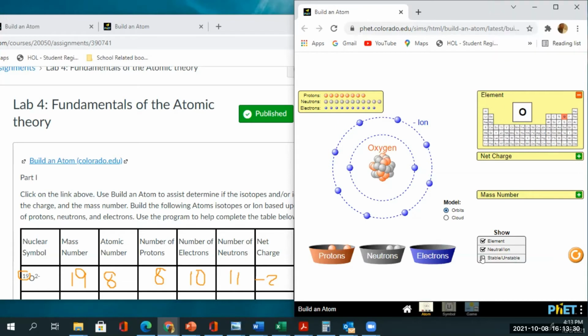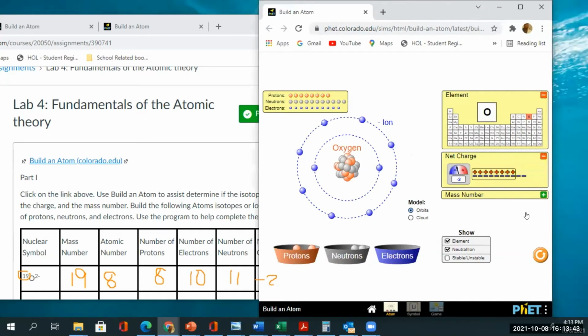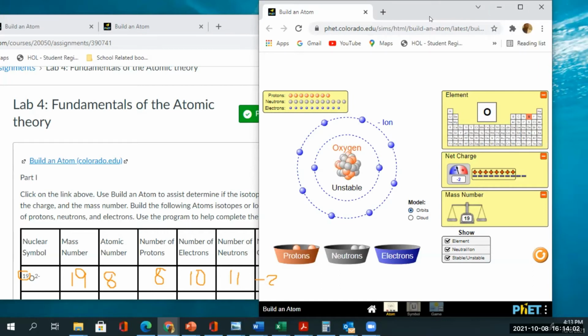Okay, so then it tells us right there that it's an ion. If we click on this, it will tell us our net charge. Okay, so our net charge is -2. And then 19 was our mass number, and we want to see if it's stable. So that would be unstable. In that last column where it says stable or unstable, you're going to write in unstable.